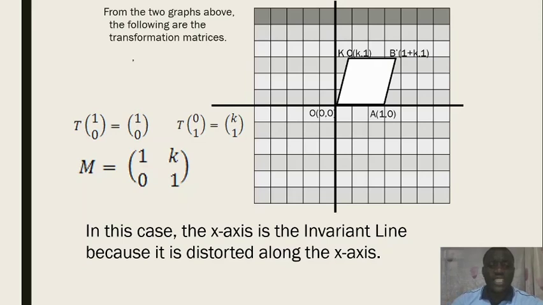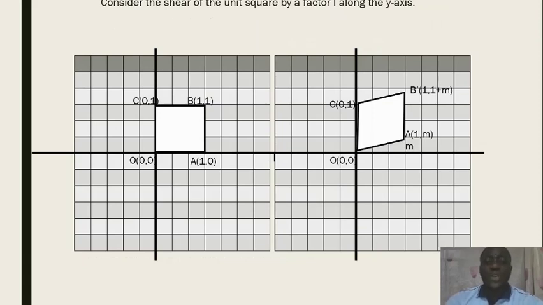Let us look at this case: when you stretch an object along a particular line, the line has a particular name they use to call it, which in this topic is called the invariant line. So this invariant line is the line along which the distortion takes place. So now in this case, the distortion takes place along the x-axis, and it is known as the invariant line. Correct?